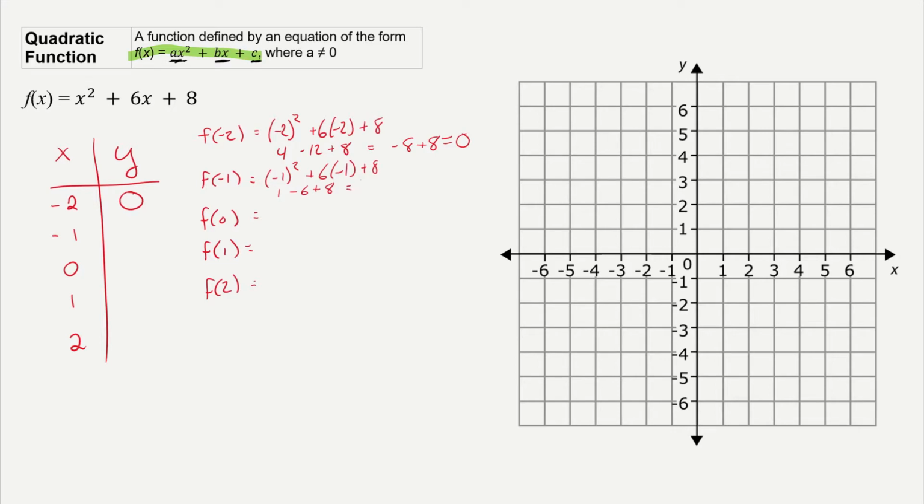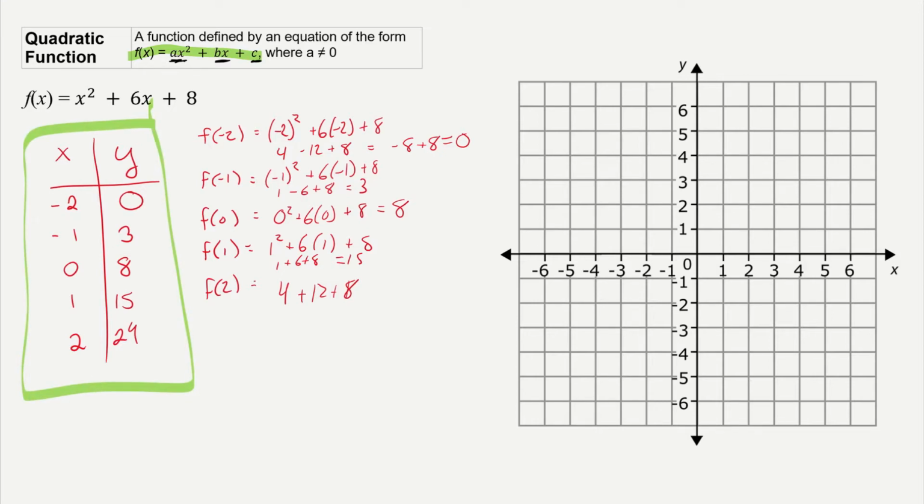So I have -1 squared plus 6 times -1 plus 8, which is 1 minus 6 plus 8, which is 3. When I plug in 0, I have 0 squared plus 6 times 0 plus 8, which is equal to 8. Plug in 1, I have 1 squared plus 6 times 1 plus 8, which is 1 plus 6 plus 8, which is 15. And when I do 2, I end up with 2 squared is 4 plus 12 plus 8, which is 24.